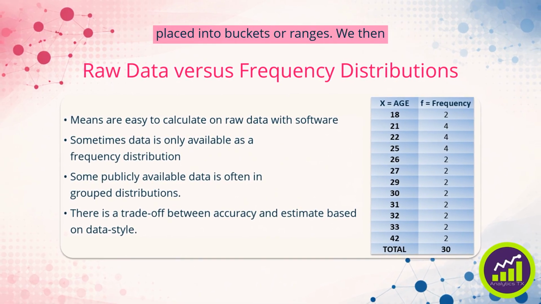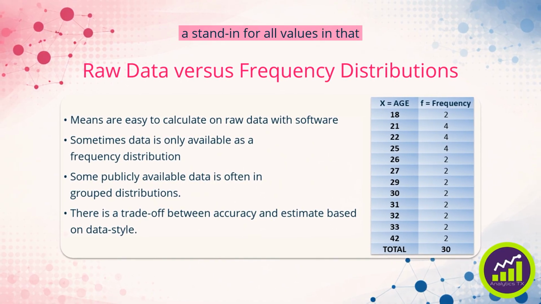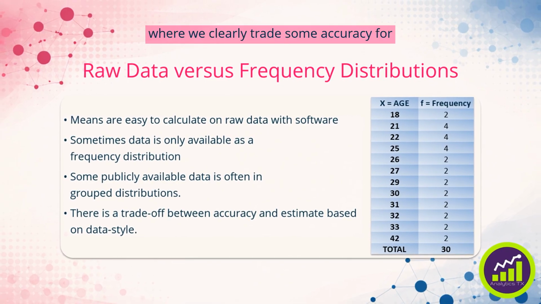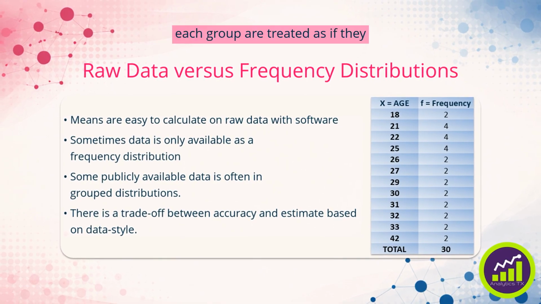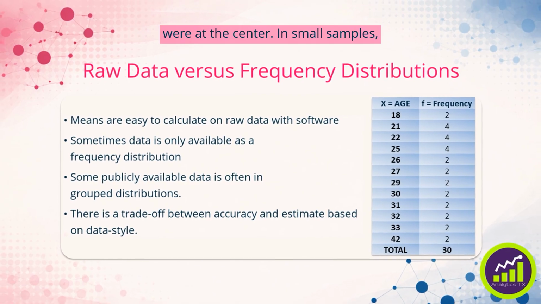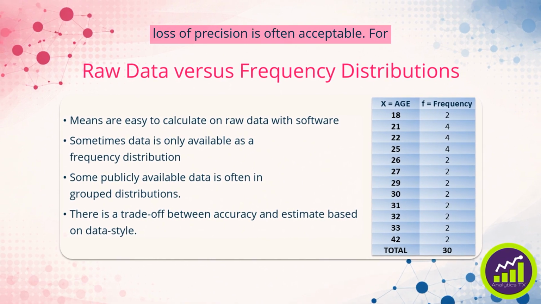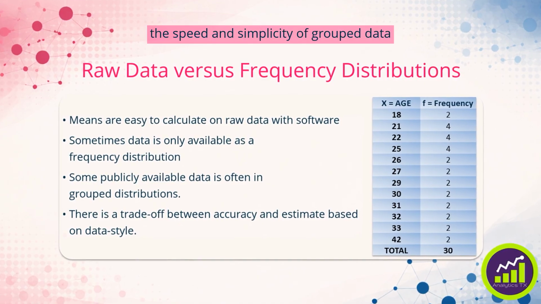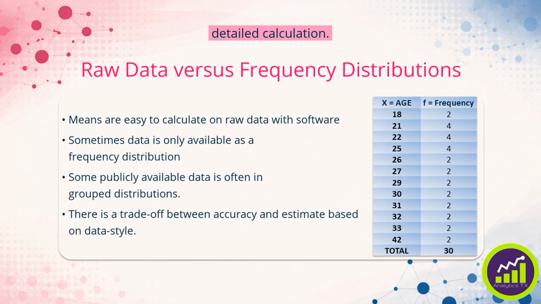With grouped frequency distributions, values are placed into buckets or ranges. We then use the midpoint of each group as a stand-in for all values in that range when calculating the mean. This is where we clearly trade some accuracy for efficiency, because observations at the edges of each group are treated as if they were at the center. In small samples, this can shift the mean a bit more, but in very large datasets, that loss of precision is often acceptable. For business leaders, the key is deciding when the speed and simplicity of grouped data outweigh the small difference from a fully detailed calculation.